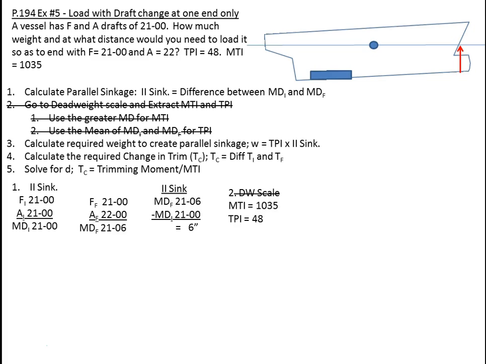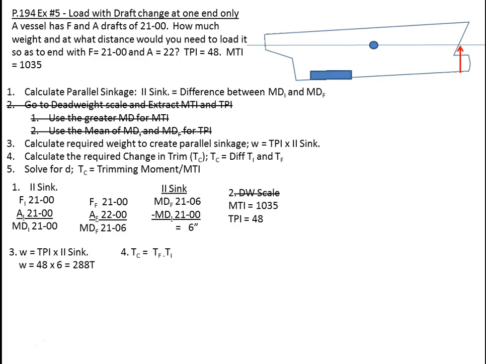What's the weight? Well, weight's going to equal TPI times parallel sinkage. Well, we have TPI. There it is, 48. We calculated parallel sinkage. There it is, 6. So in order to increase the mean draft by 6 inches, we're going to have to multiply 48 times 6. And that gives us 288 tons. So now we'll go on to step 4.